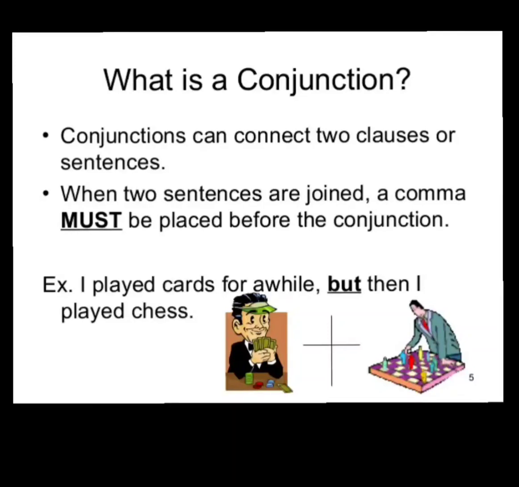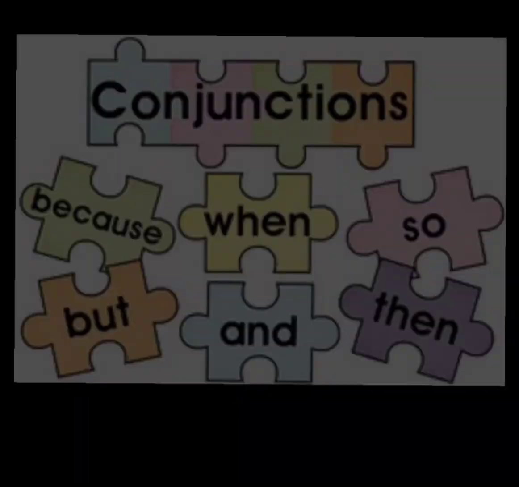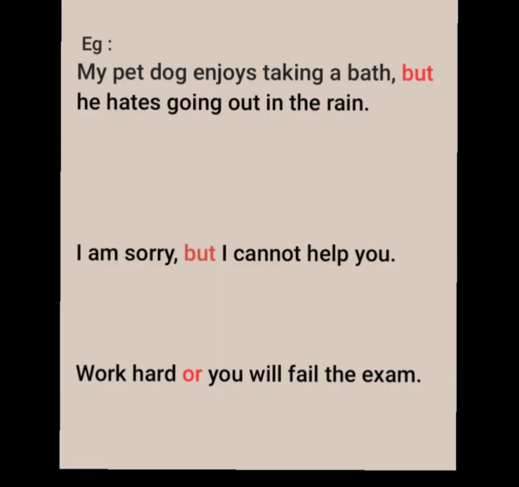So basically, why do we use conjunctions? See, conjunctions are used so that we can join the words together, right? And we can make them short, simpler and meaningful, isn't it? So students, let's see some of the examples. So let's see this example. My pet dog enjoys taking a bath, but he hates going out in the rain. So students, which conjunction have we used here? Yes, correct. We have used here but.